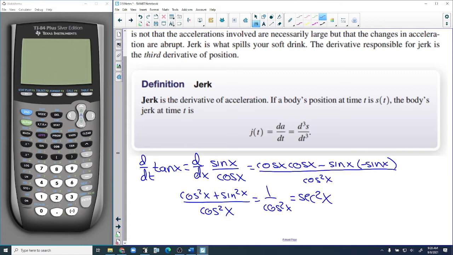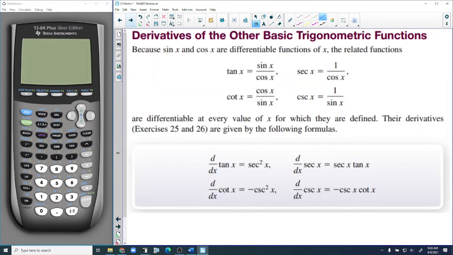So if you look at your chart here, it says that the derivative of tangent is secant squared, and that's how you can get that answer. Just by doing the quotient rule on sine and cosine, you can get that. But you got to know all of them, all 6. The derivative of cotangent, we could do the exact same thing. That ends up being negative cosecant squared. Secant is secant tangent, and cosecant is negative cosecant cotangent.